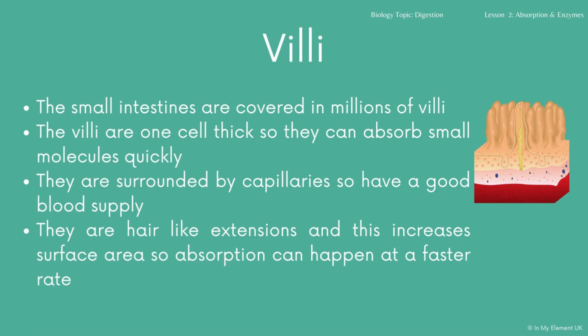A lot of these substances will be required in other processes. For example, if a substance has been broken down into glucose, that glucose is going to need to be transported for respiration, so it will be taken somewhere where respiration can occur. Right, that's the role of the villi in the small intestine.